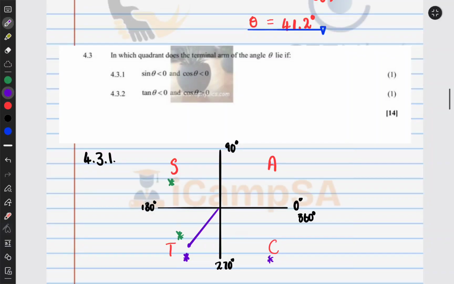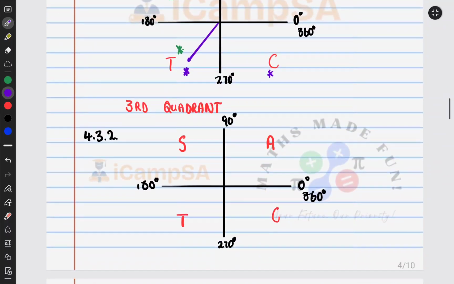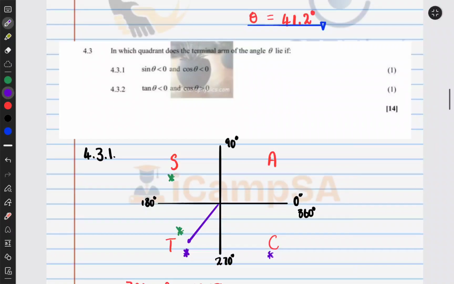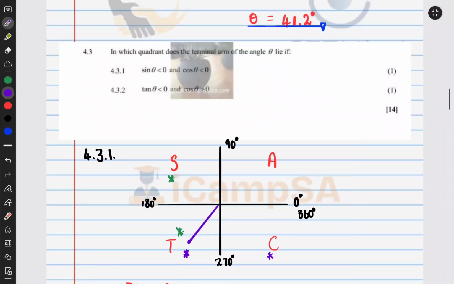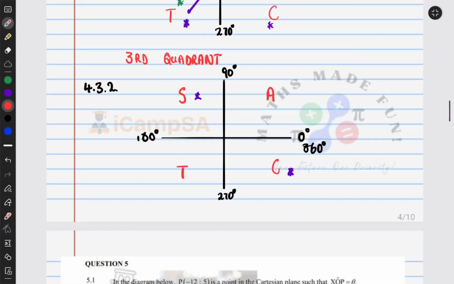Okay, then for 4.2.3, in which quadrant does the terminal arm of the angle theta lie if tan theta is less than 0? So tan theta is negative. In which quadrant is tan theta negative? In the second and in the fourth quadrant, because only sine is positive in the second quadrant and only cos is positive in the fourth quadrant. And then where cos is positive, cos theta is greater than 0.